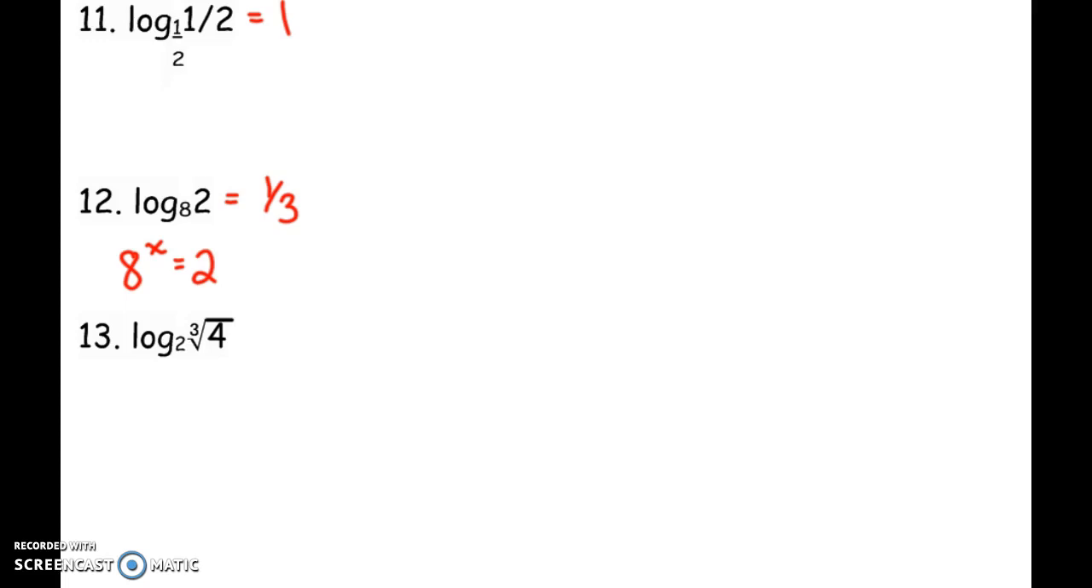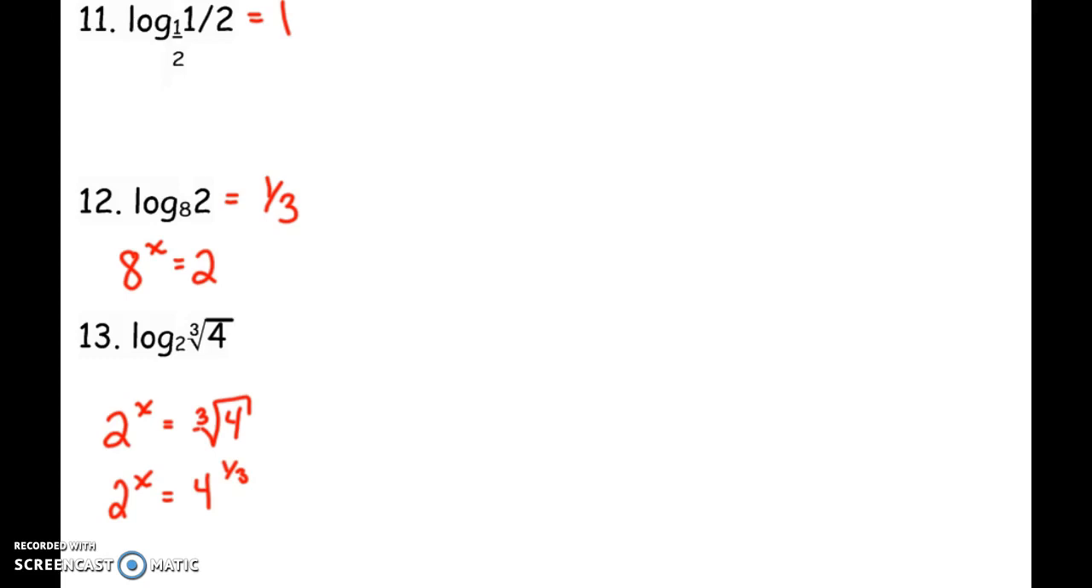All right, let's look at this last one. This one's the most complicated one we have. Log base 2 of the cube root of 4. Okay, so that's kind of weird. 2 to some power is equal to the cube root of 4. First of all, we're dealing with exponents, so I want to change that root to an exponent. So I'm going to change that to 4 to the 1/3.